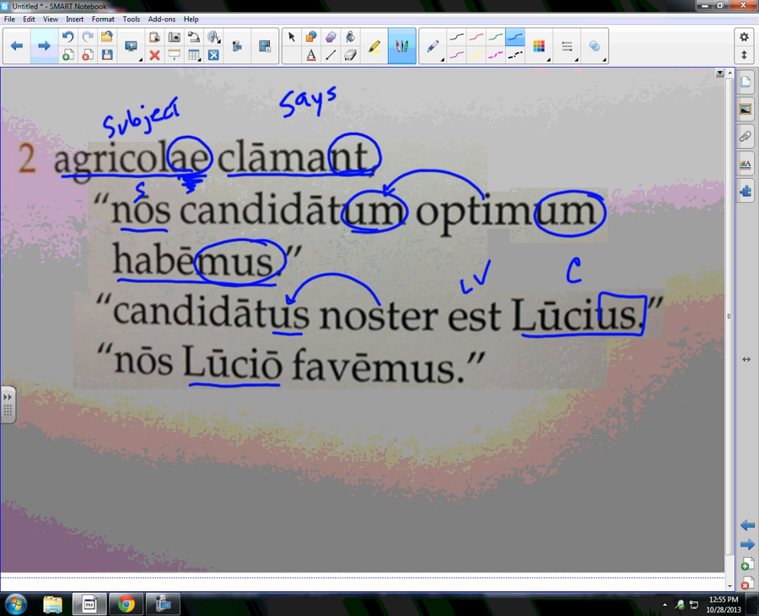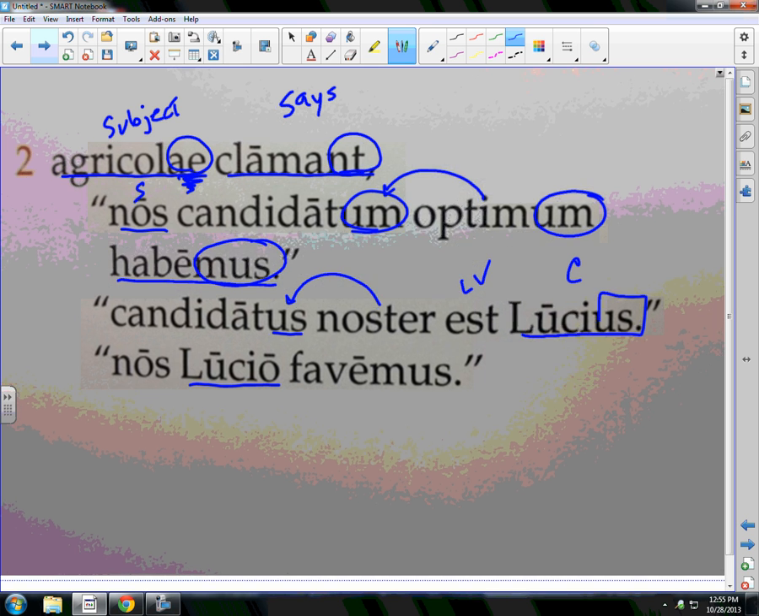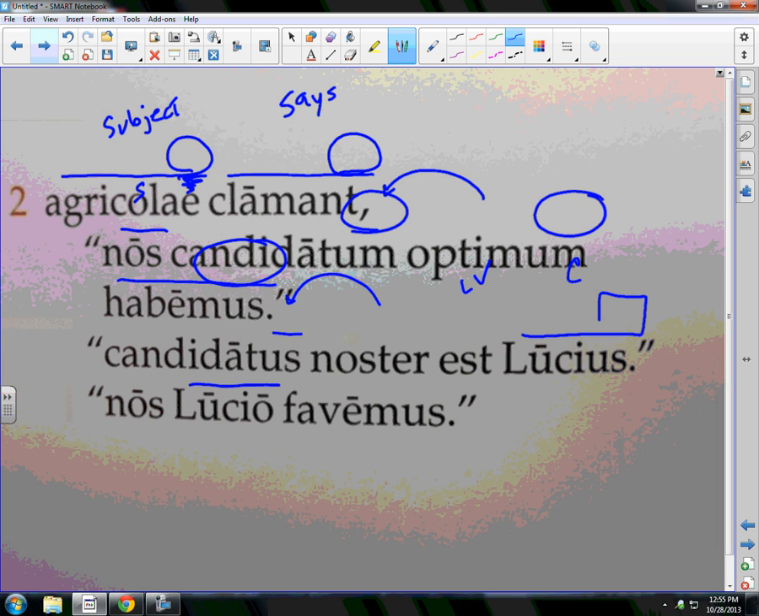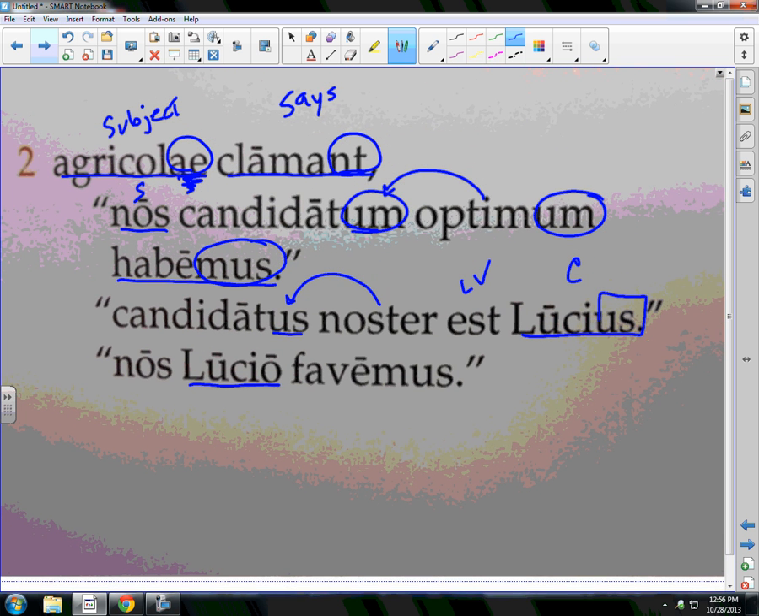Now this O right here is what's going to catch us. This is our dative. Why are we using the dative here? Let's find out. Subject is we. Oh. You see me do that in class, so no big deal.